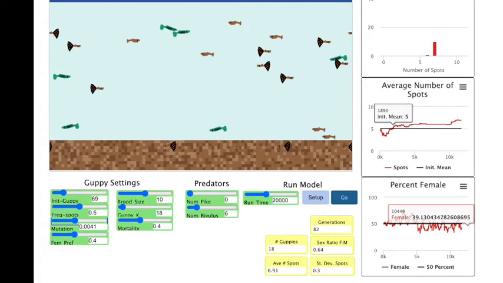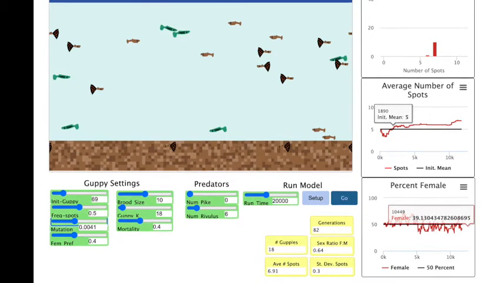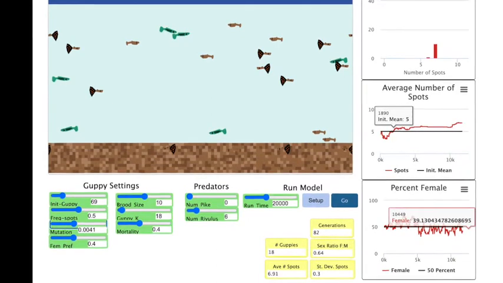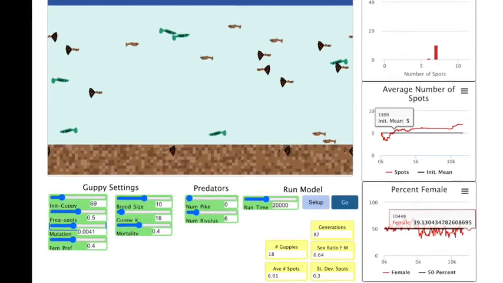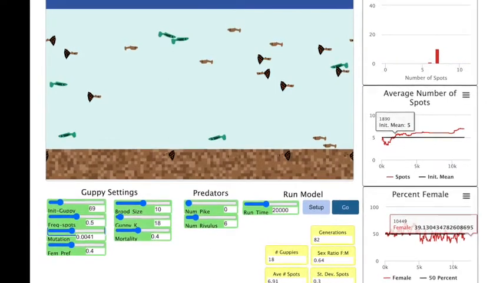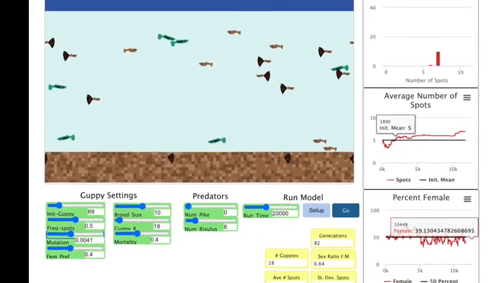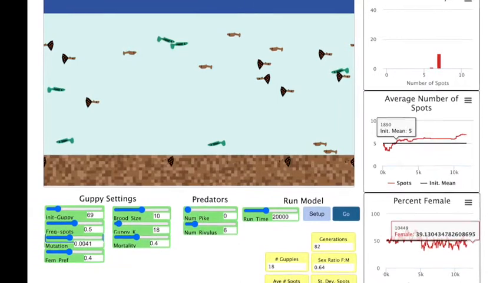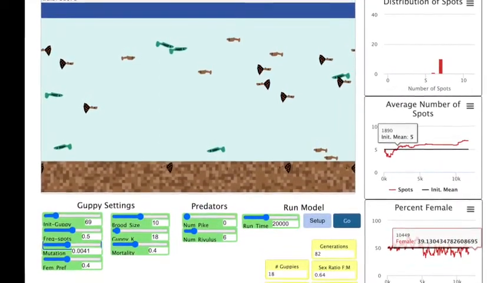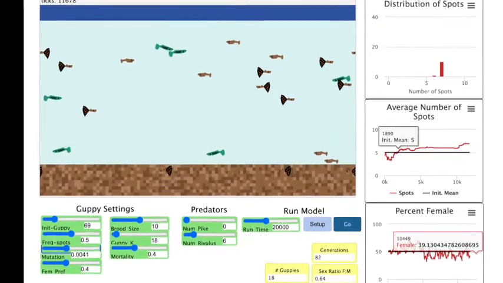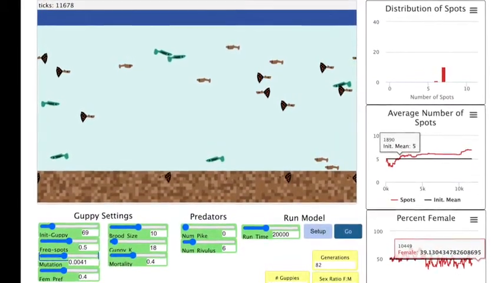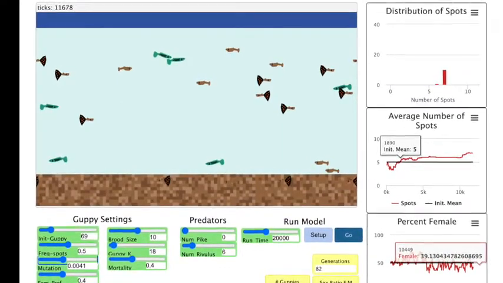For my fourth model, I have chosen the Endler's guppies. This model focuses on a 1980s classic experiment on the balance of sexual selection and natural selection. The females usually prefer males with a lot of dots, though males with more dots can easily be spotted by predators. In this model, you can manipulate the strength of the female preference and the number of predators.